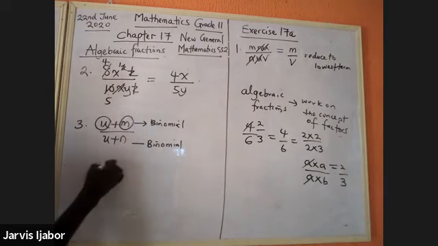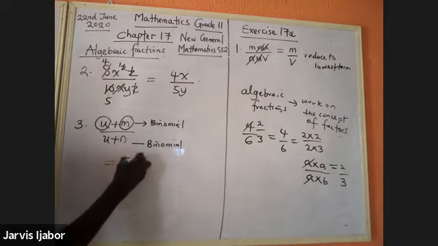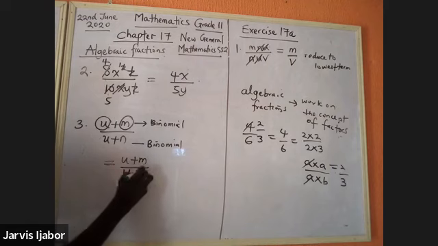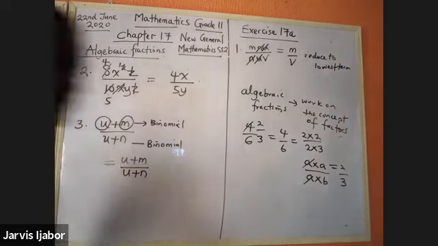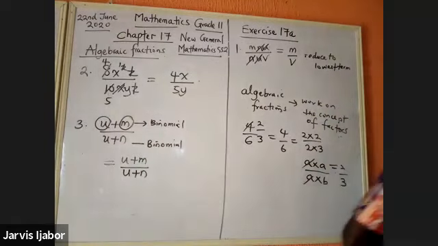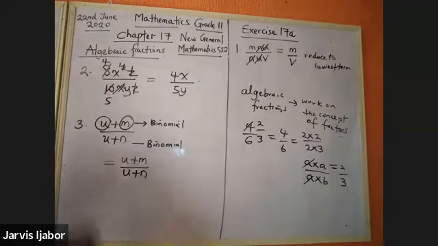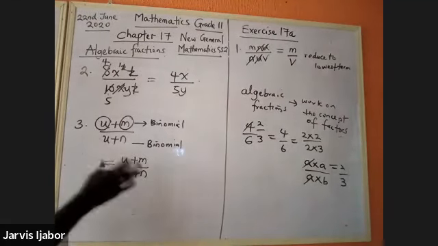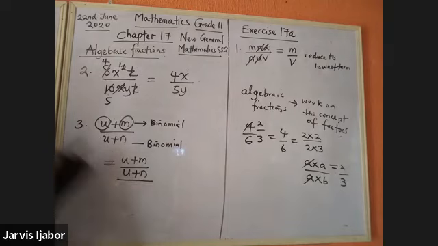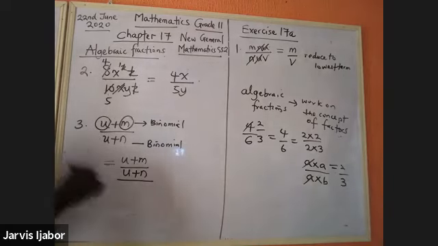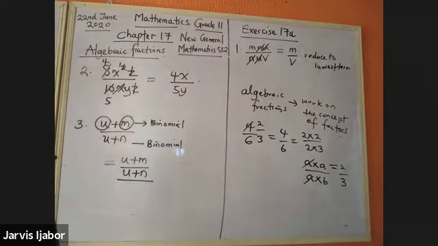So the final answer will still be what? (u + m) over (u + n). Nothing can be done to that. Is that clear? Nothing can be done to this. So the answer remains like this. And you need to note this one because it's very, very important. The understanding of this will come very handy soon.